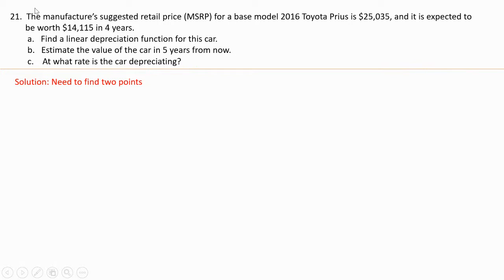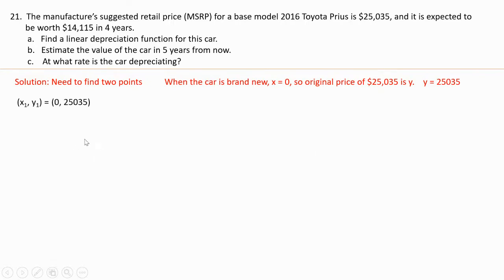Solution, we need to find 2 points. So from the given information, we have to find 2 points. Okay? When the car is brand new, right? I believe this problem was made in 2016, from the book. So in 2016, the car is brand new, which means that no time has passed. That's why x equals 0. So my original price is 25,035. So y equals 25,035, right? When x is 0, that's my y, which was $25,035. That's my first point.